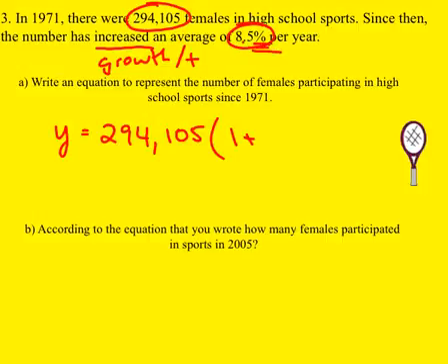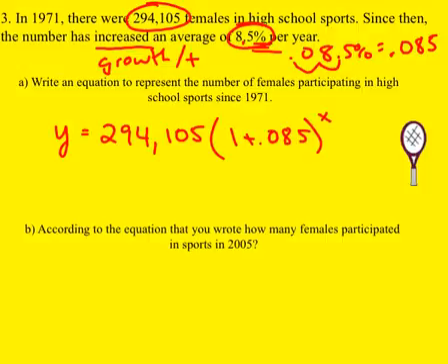Now I told you to move it 2. So 8.5%, move the decimal 2 spots, is equal to 0.085. So I need to put the decimal and the 0 in. So 0.085 to the x, or if you really wanted to, you could put t. So write an equation to represent the number of females participating in high school sports. This is the equation.